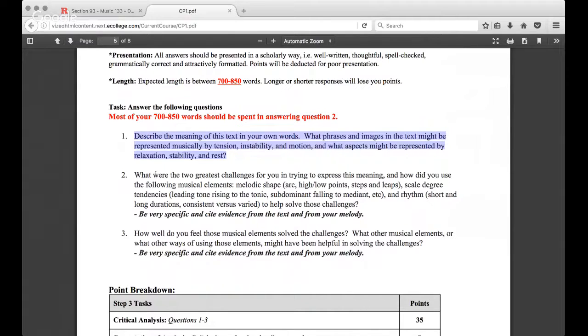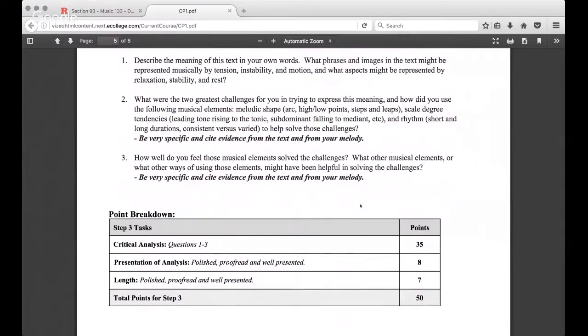Same thing with what are your two greatest challenges. Don't say it was really hard and it took a lot of time, because that's pretty vague in general. That could be anybody. Try to be as specific as possible. Like, I really struggled with making it sound right in the key that I was working in because of the B flat or something. You'll probably think of something better than that, but be specific. And then, how did those musical elements solve the challenges?